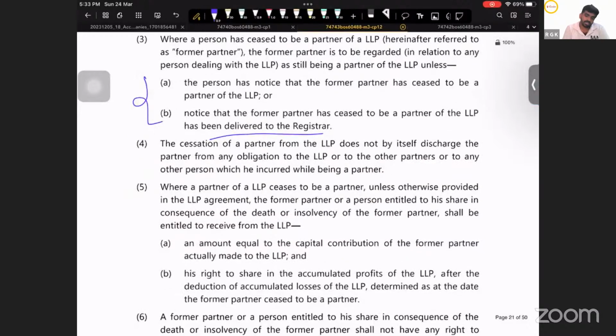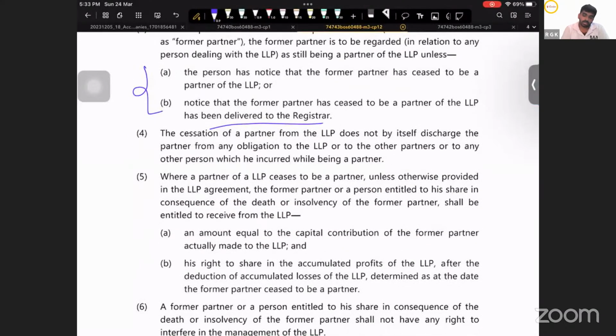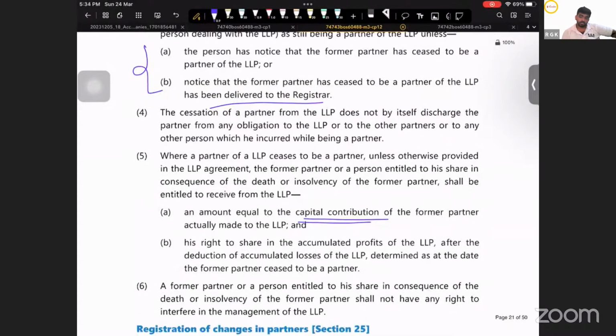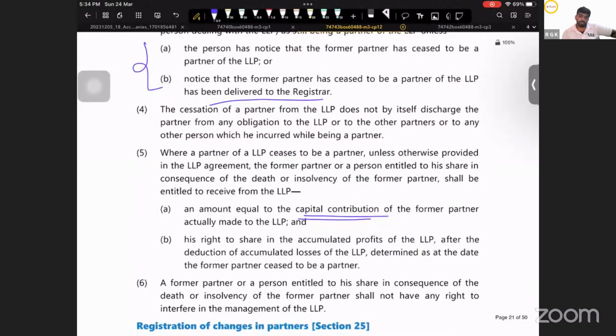Where a partner of LLP ceases to be a partner, the former partner or person entitled to his share in consequence of death or insolvency shall be entitled to receive an amount equal to the capital contribution of the former partner actually made. So whatever capital contribution he makes, and his right to share in the accumulated profits of LLP, whatever the accumulated profits are there, in that he can take a share. Accumulated profits will be shared after reduction of accumulated losses of LLP determined as at the date the former partner ceased to be a partner. So these are the things to be kept in mind.